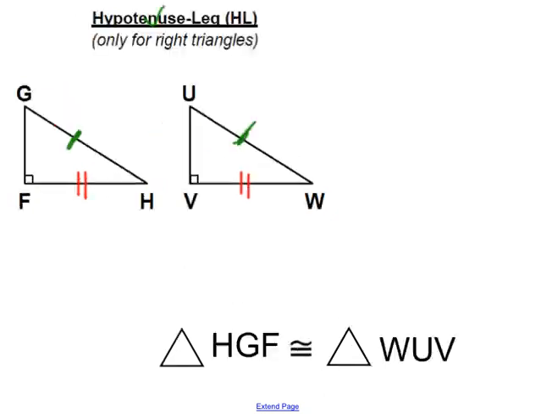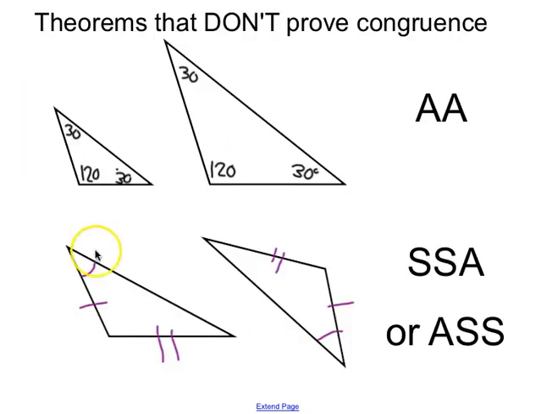Now you learned a lot of letters. You learned side, side, side, side, angle, side, lots of combinations of the letters S and A. Now, there are 2 theorems that do not prove congruent triangles. So the first one is angle, angle. Okay? If you know 2 angles, great, good for you. You can find the third, but that doesn't mean they're congruent. That just means they're similar, which we'll learn in Module 5. But this looks like a dilation from Module 2. So you've got a small triangle, a big triangle, but they're not the same.